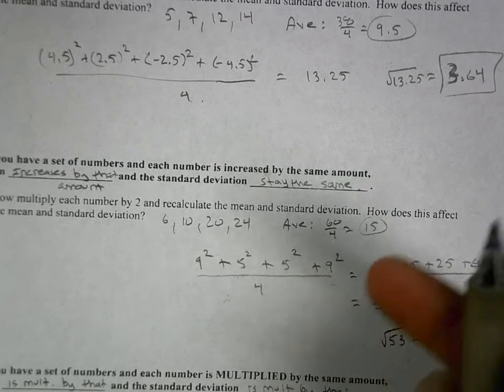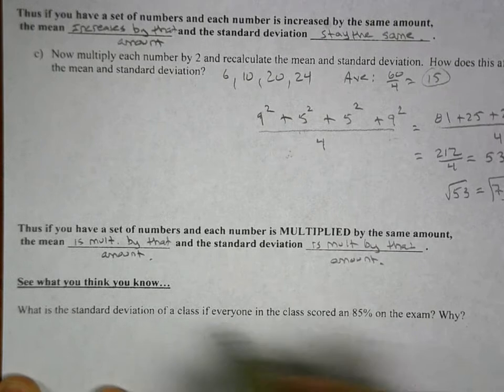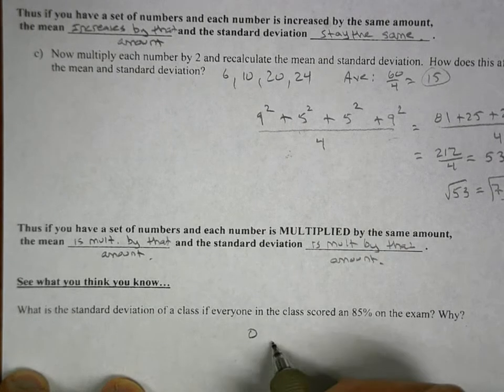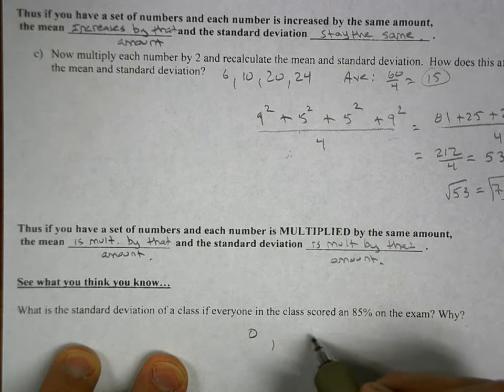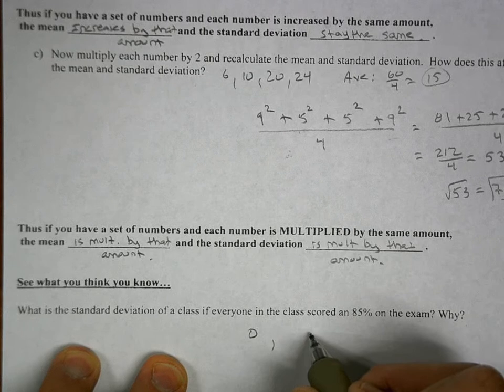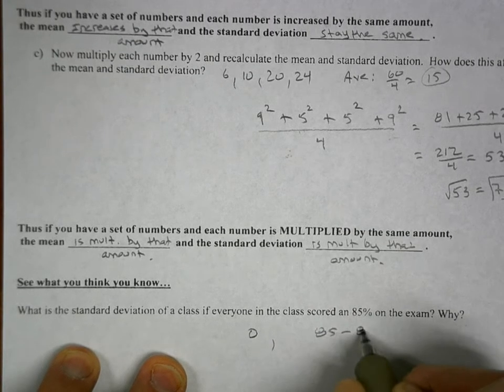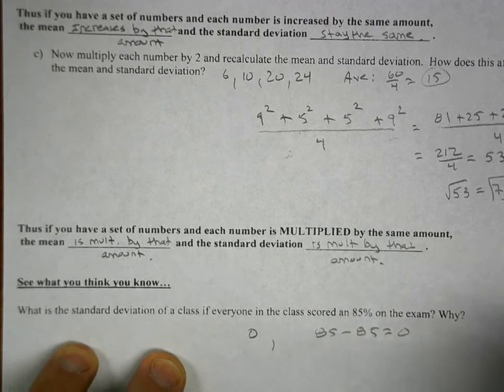So I agree, it's 0. And why? I guess we could say there's no variation. They're all the same. In fact, I'll just go 85 is the average minus 85 is 0. Right? You square that, still 0. And so mathematically, you can say something like that. Okay?